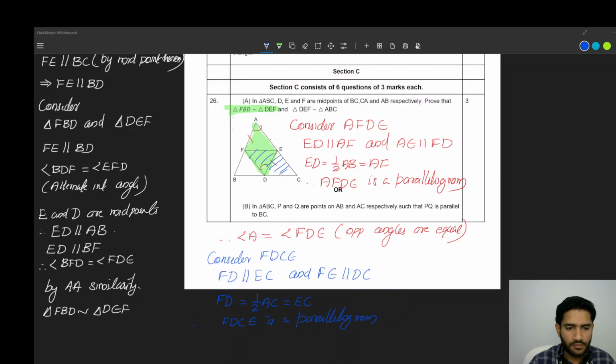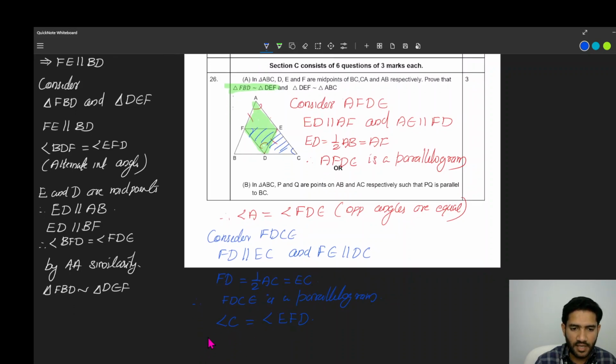Okay, so opposites are equal. For a parallelogram, opposites are equal. So therefore angle C equal to angle EFD. That's all. Two angles are equal, so by AA similarity, triangle ABC, or in this question it is given that DEF, similar to triangle ABC.